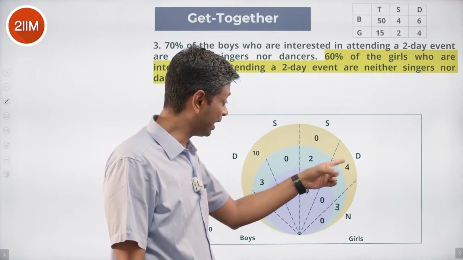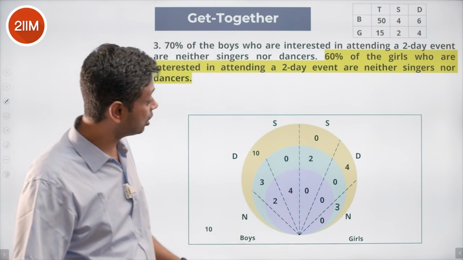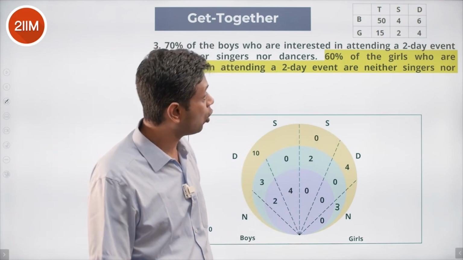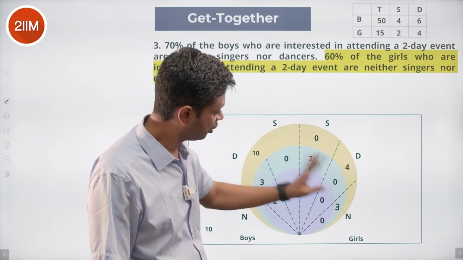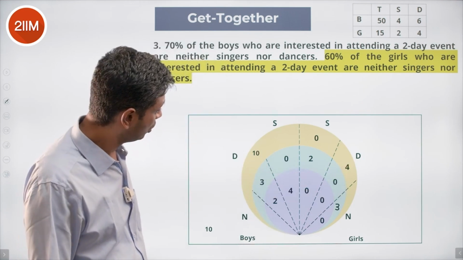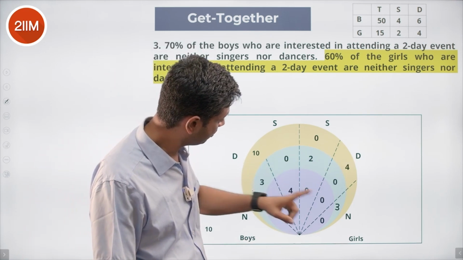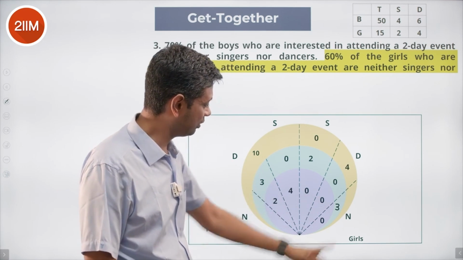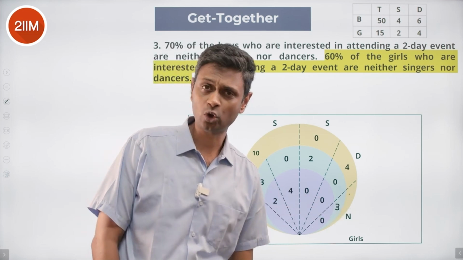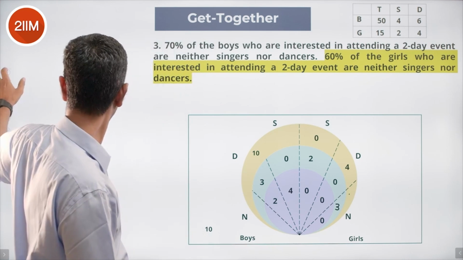The 4 dancers among girls. There is no girl that is outside, that we know. So all 4 dancer girls should be in this region, not this. This is 0. So 2 plus 4, 6 plus 3, 9. Everything is filled. So this should be the remaining 6. That also we can fill. 15 girls are there totally.